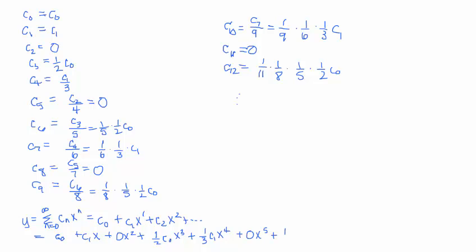C6 is 1/5 times 1/2 C0 x to the 6th. All right, so all I'm doing is plugging these coefficients into this big long polynomial with this c sub n times x to the nth power. So how many of these do you need to do?